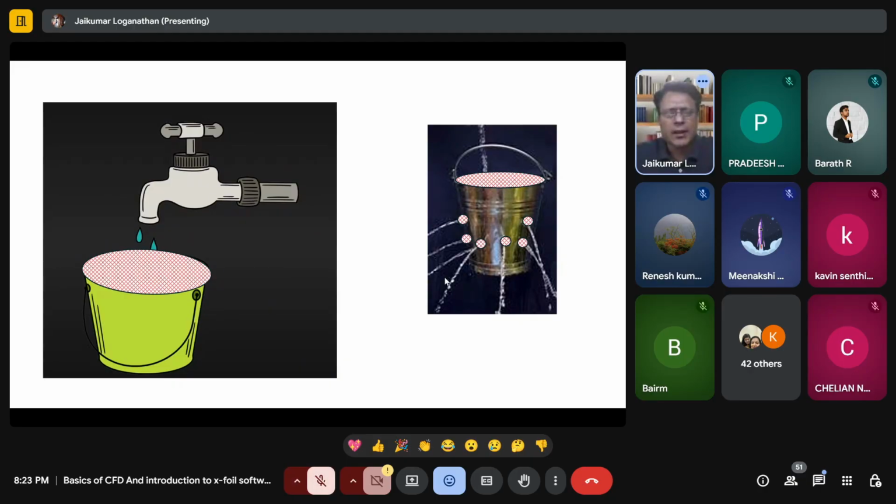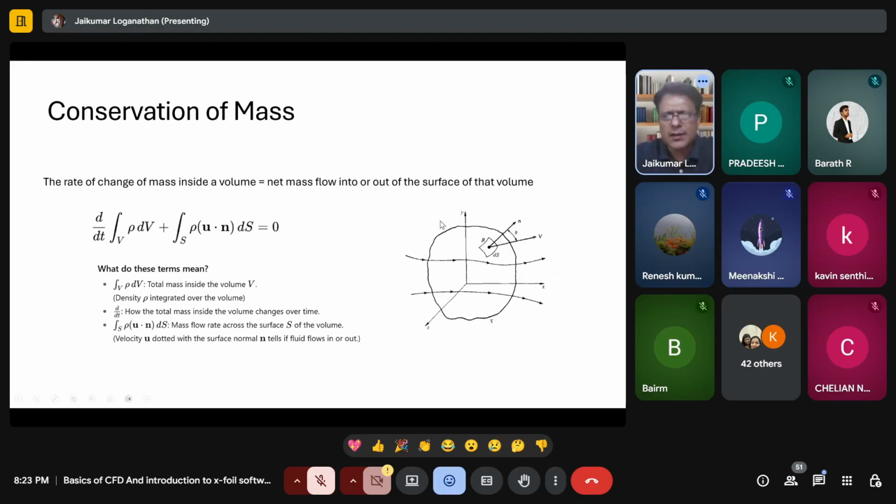So in CFD, since it's a finite volume, we actually deal with integration, and we'll see how to discretize later, right? So this is the conservation of mass.